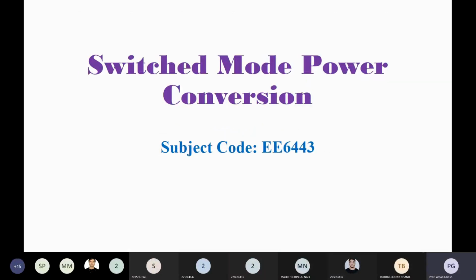In my last class I also discussed why it is called a switch mode power converter, what the difference is between the linear power converter and the switching converter, and what the different switching pulses are, meaning how they are interrelated to each other. That portion I also discussed in my last class.